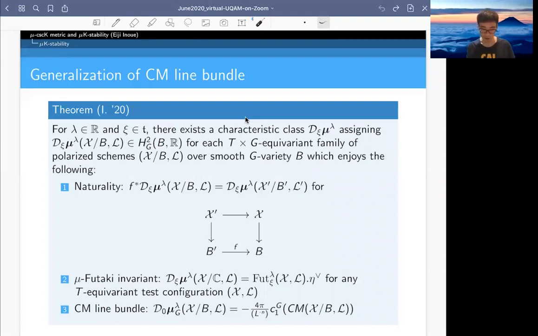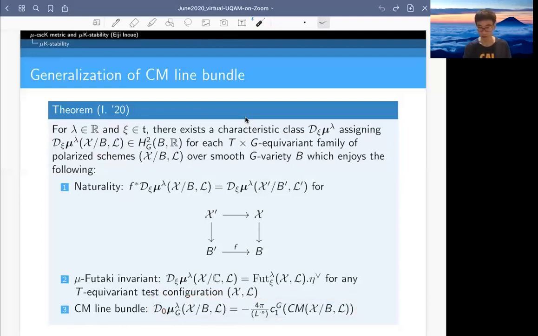our cohomology class lives in the R coefficient equivariant cohomology, and this cohomology class depends smoothly on xi and lambda, so it is not in general a Q coefficient cohomology class. So it cannot be realized as a line bundle actually. But in this case, when C equals zero, we can realize it as a line bundle.